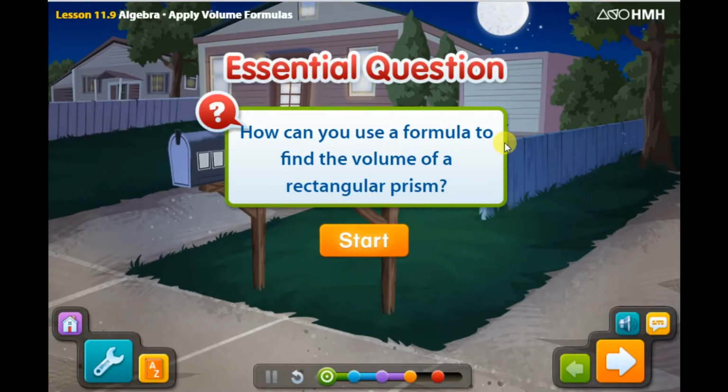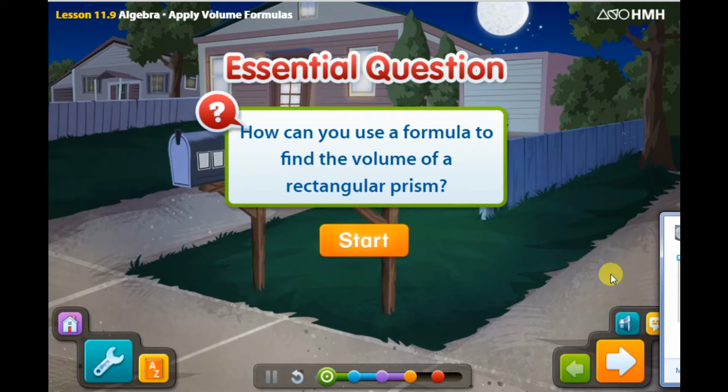Today's topic is about applied volume formulas, lesson 11.9. And our essential question is: how can you use a formula to find the volume of a rectangular prism? And a formula is a standard equation that will help me to find the volume of any rectangular prism.